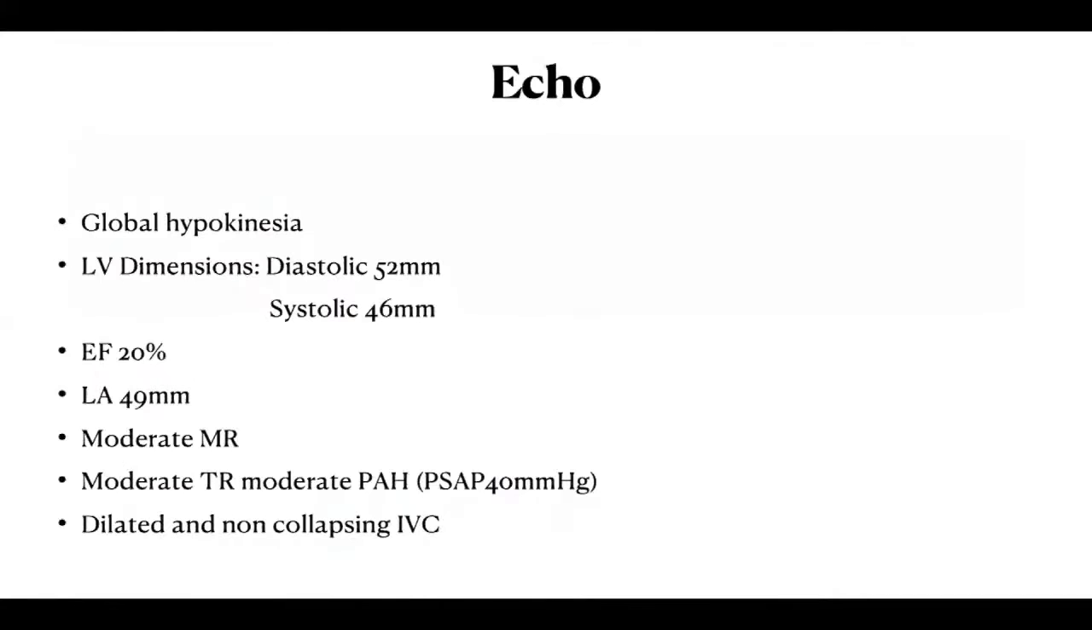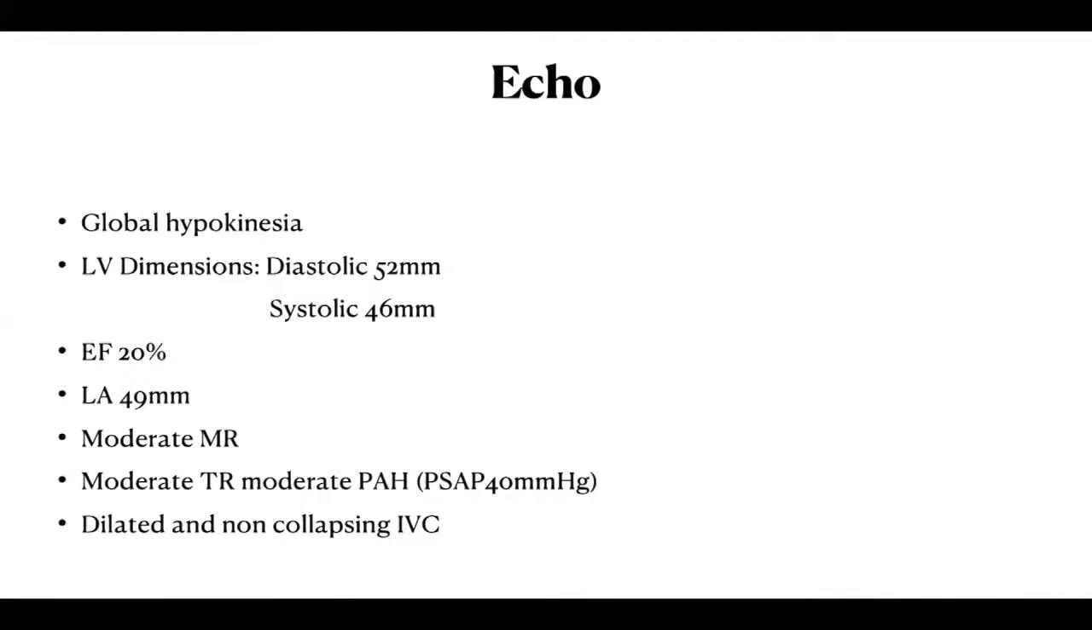His echo showed global hypokinesia with LV dimensions being diastolic 52 millimeters and systolic 46 millimeters. He had severely depressed cardiac function with an EF of 20%, mildly dilated LA of 49 millimeters with moderate MR, moderate TR, and moderate PH with PHP of 40 millimeters Hg. He had a dilated and non-collapsing IVC.